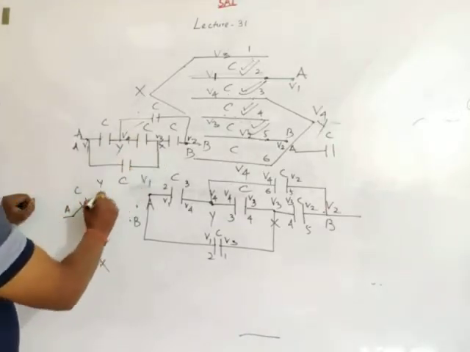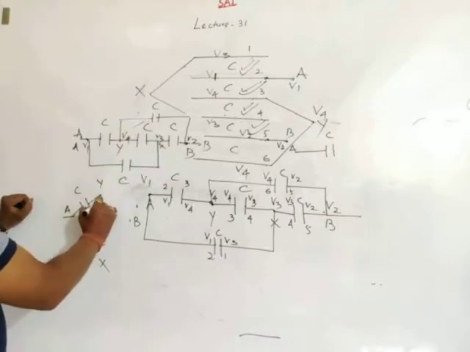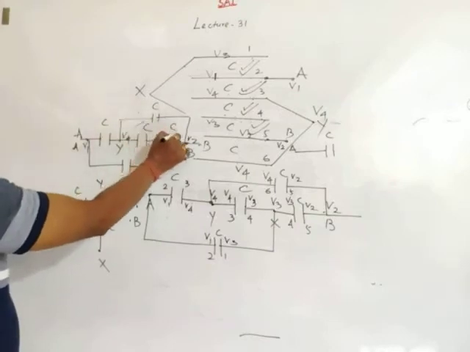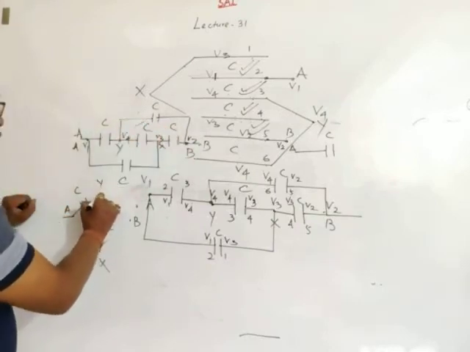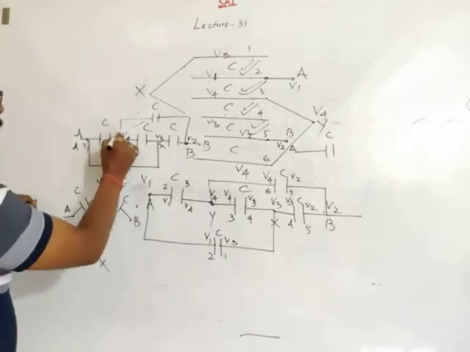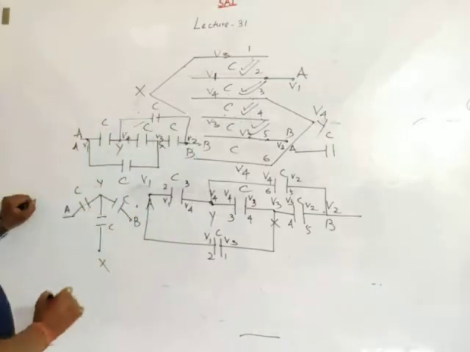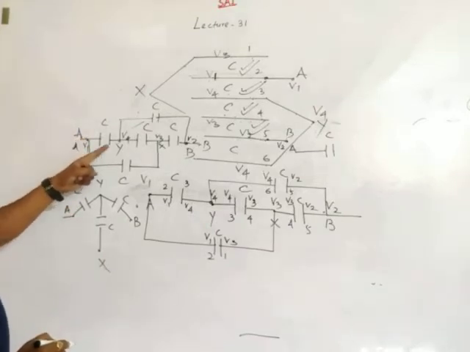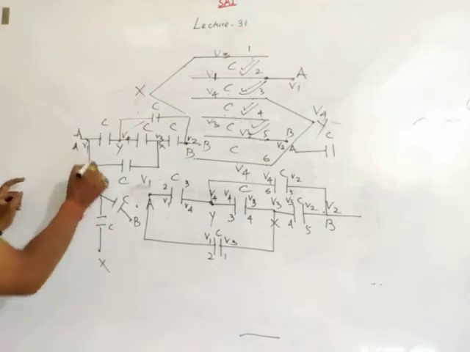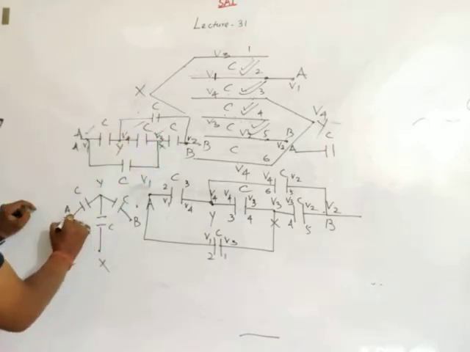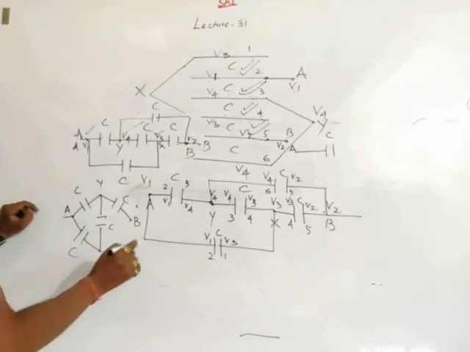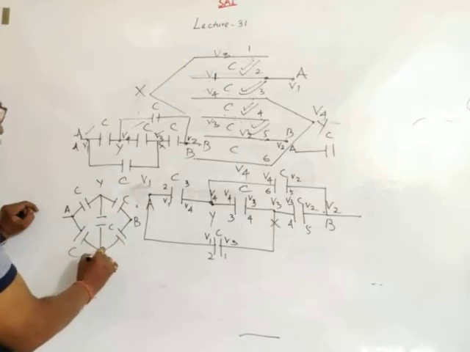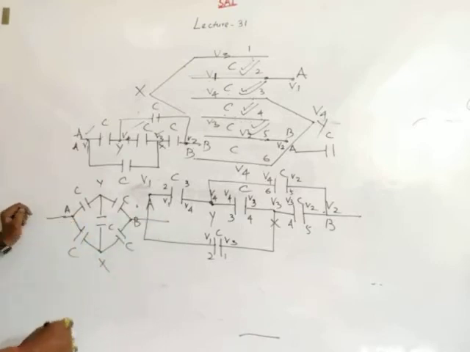Between Y and X, capacitance is C. Between Y and B, capacitance is C. Between A and X, capacitance is C. Between X and B, capacitance is C. Then you have to find the capacitance between A and B.